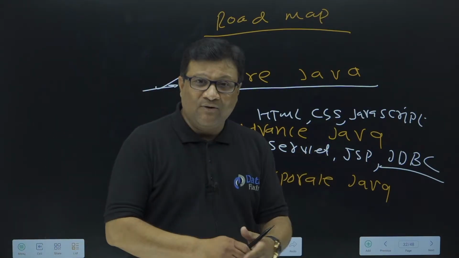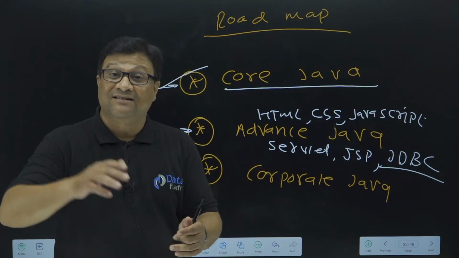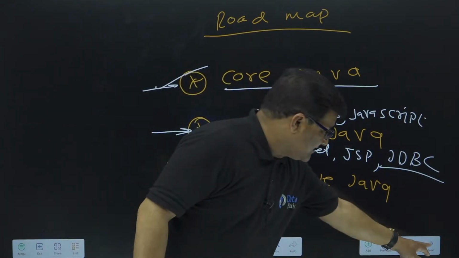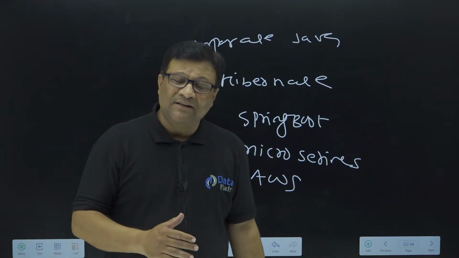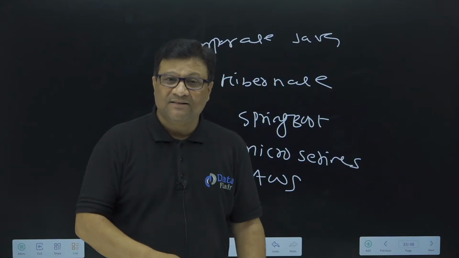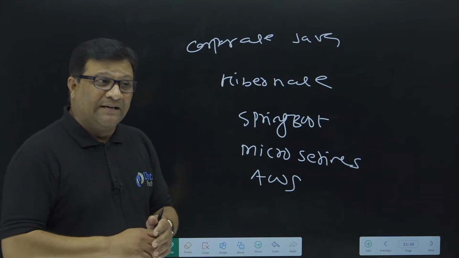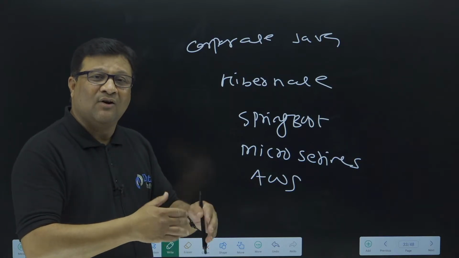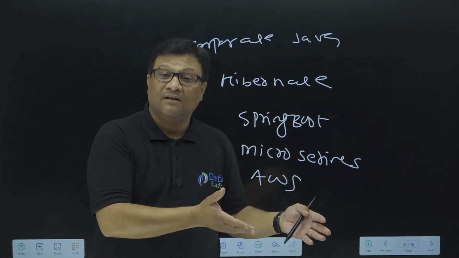Whether JSP is outdated or not, that is a different thing. But what the industry demands for corporate Java is a different thing. Industry demands people for microservices. So is it possible that a person can directly run microservices? Is it possible that a person can directly run Spring Boot? How is that possible? So whether JSP is used in the market or not, that is a different thing. But all these topics are based on the previous one.